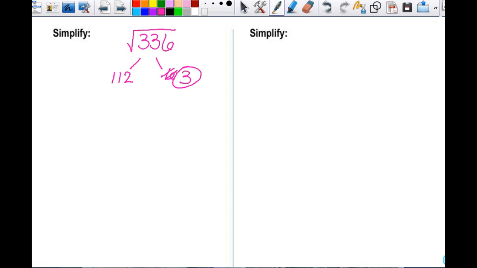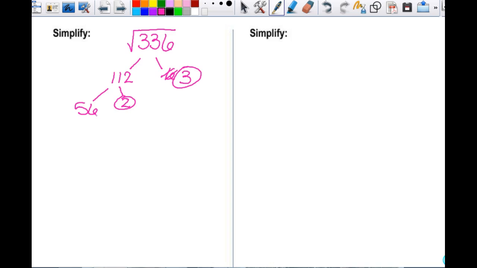Is 112 divisible by 3? No. It isn't, because 2 plus 1 plus 1 is 4, right? And so it's not divisible by 3, but it's even, so what is it divisible by? 2. So this is going to be 2 and what? 56, right? Because half of 100 is 50. Right, so 2 and 56. You with me on that?